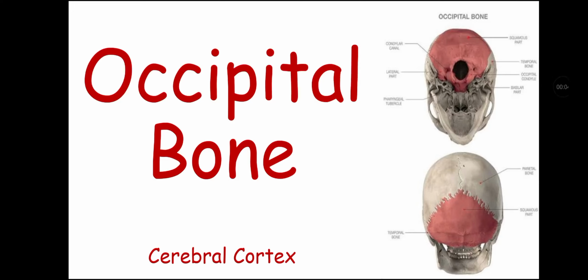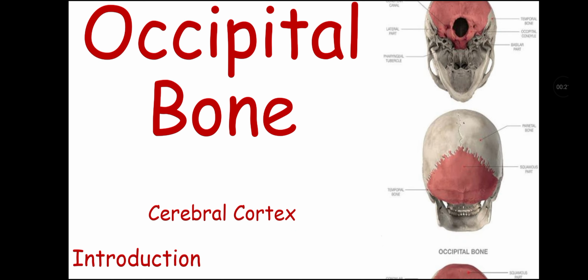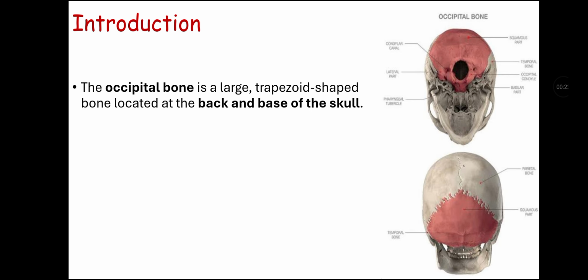Today we are going to talk about occipital bone, and here at the side you can see the diagrammatic representation of cranial cavity, showing the highlighted area that is occipital bone, and you can also see the posterior view of cranium or skull with the highlighted area that is occipital bone for reference. So let's start our topic with introduction.